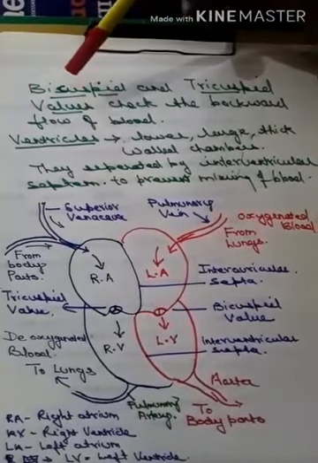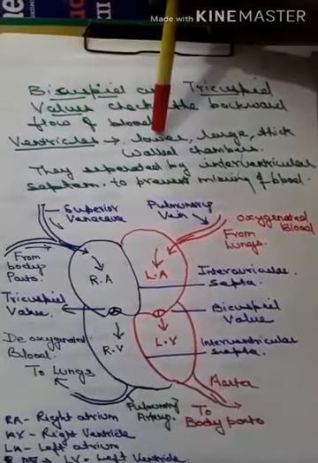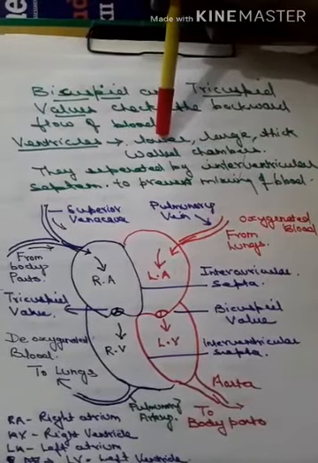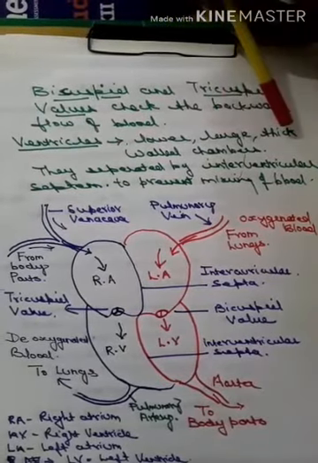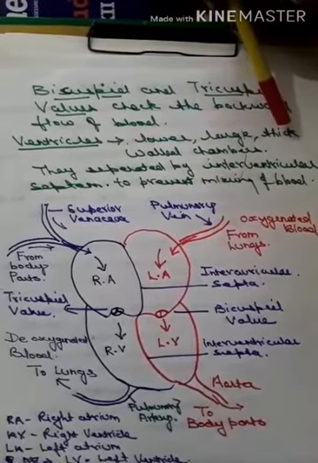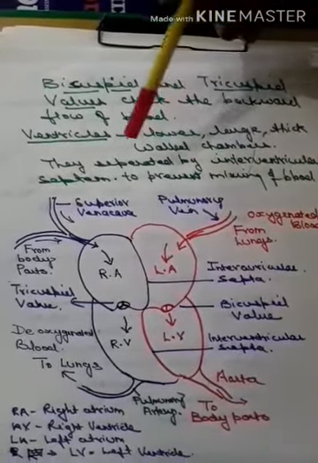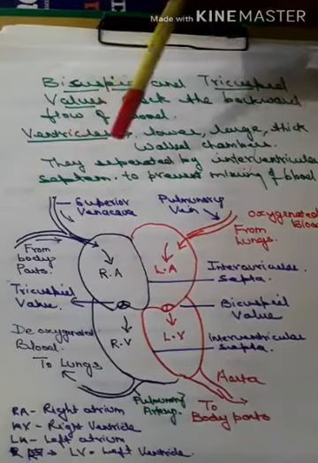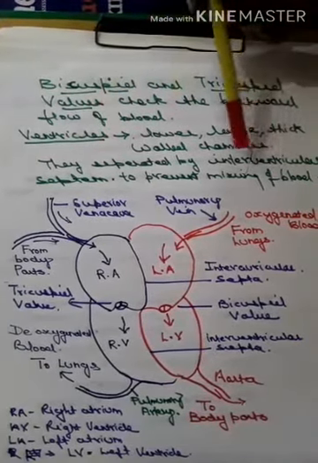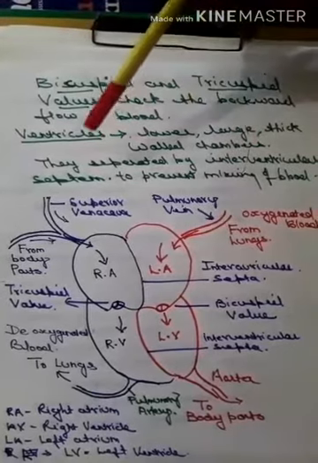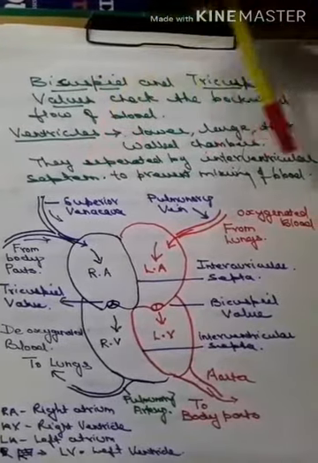Then the ventricles are the lower chambers of the heart. They are large and their walls are thick. The walls are thick because they have to push the blood to the entire body. They are separated by the interventricular septum, and again this separation is to prevent the mixing of blood.